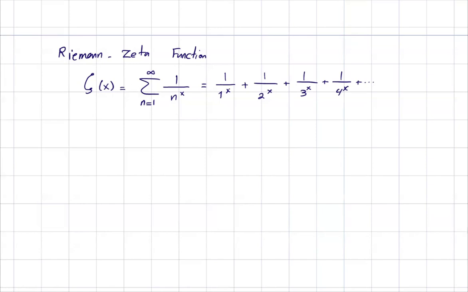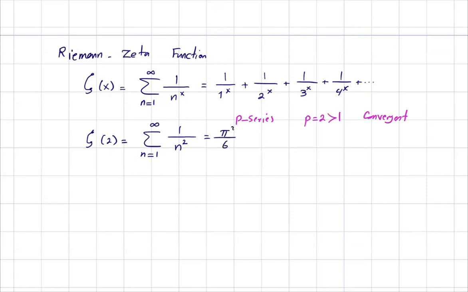It happens that zeta of 2, which is basically the summation of 1 divided by n to the power 2, n starts from 1 to infinity, is what you learned as a p-series. P is equal to 2, more than 1, so you get a convergent series, which is basically converging to pi squared divided by 6.